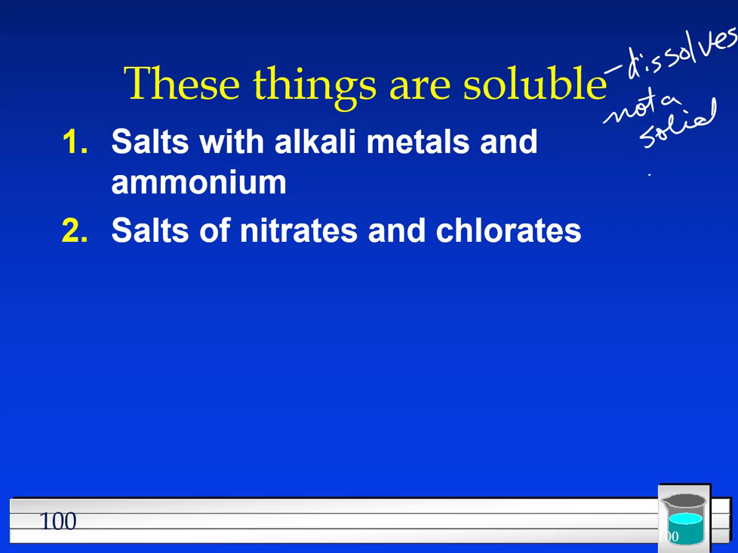Salts of nitrates and chlorates are soluble. So look at the negative piece. If it's nitrate or it's chlorate, it will dissolve. And that's going to apply to things like nitrite and chlorite as well, right? We don't want to list all the possible endings for that, so we'd expect nitrites to be soluble, we'd expect chlorites, we'd expect hypochlorites, we'd expect perchlorates.